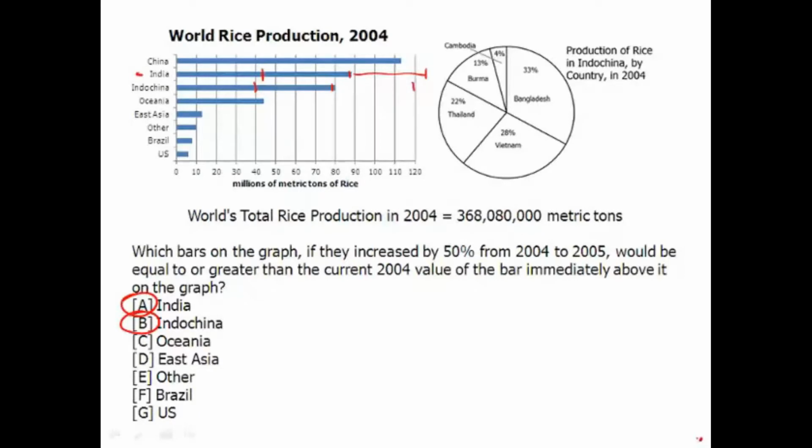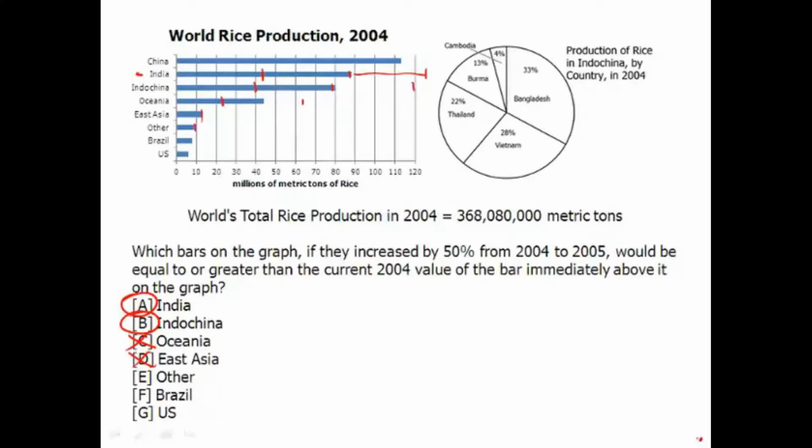That's correct. Oceania is about 45,000, maybe 44,000. Cut that in half, that's about 22. Add that to it, that's about 66. That puts it around here. That's not as big as Indochina. So that one does not work. East Asia is really tiny. We could double it, and it would still not be as big as Oceania. That's not going to work.